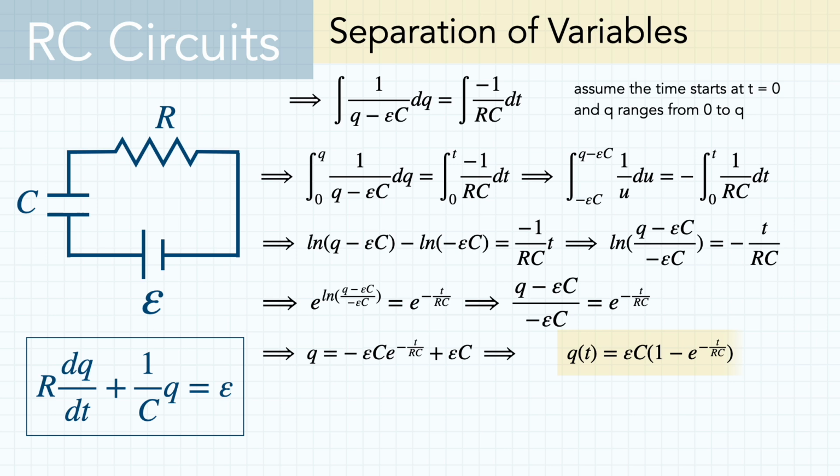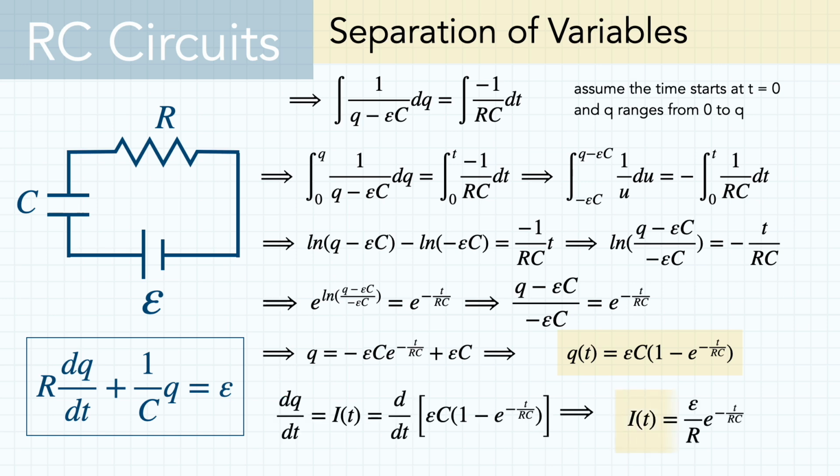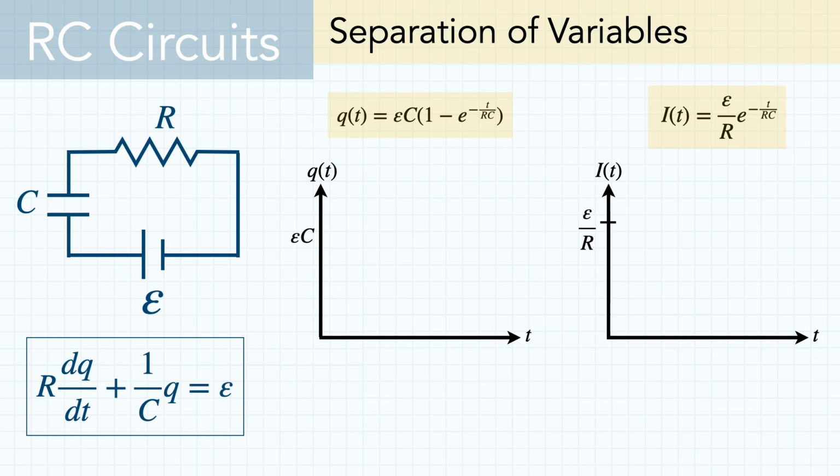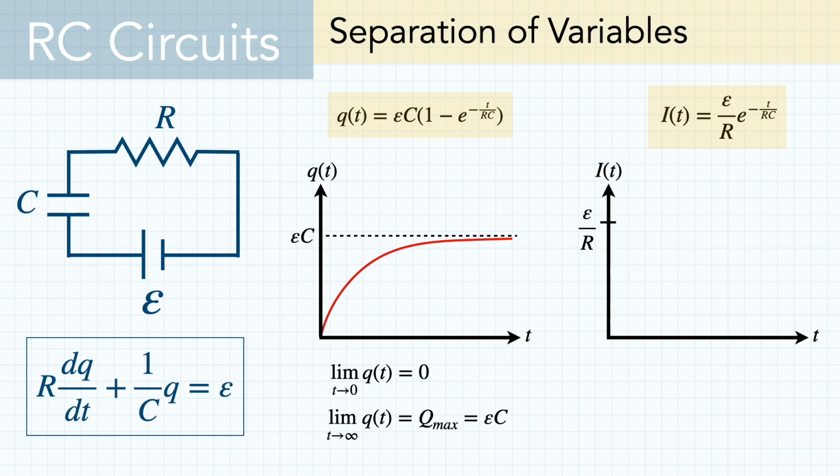And just for fun, if you wanted to figure out a function for current, since we had current in our original differential equation, we can just take the derivative of the equation we just solved to get I of t equals epsilon over R times e to the negative t over RC. We can graph these as well to see and make sure that these kind of match what we expect the trends to be like. For q of t, we get this function right here, and this matches our predictions because the charge at the beginning is 0, and as the circuit keeps running, it reaches its maximum, which is epsilon times the capacitance, since it is charging the capacitor.